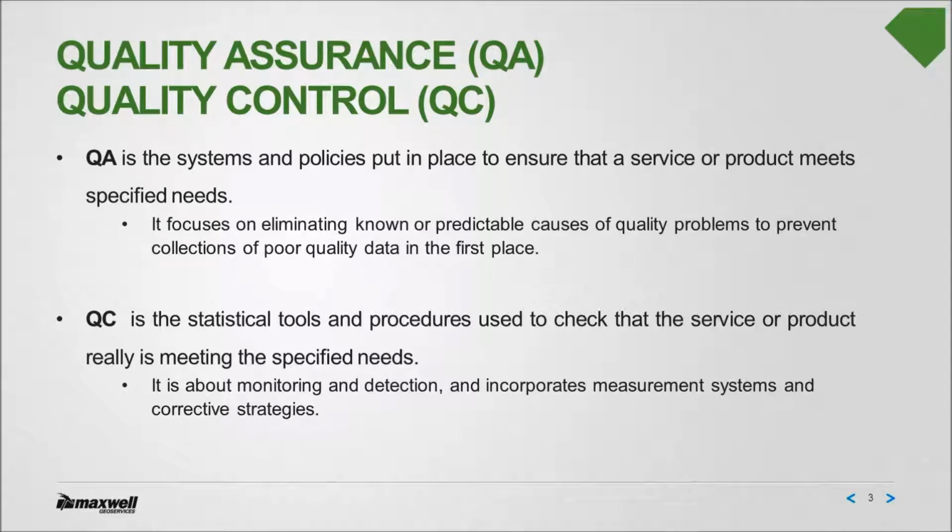Quality assurance is the systems and policies in place, and that's to ensure the service or product meets specific needs. It focuses mainly on, in the future, how to eliminate the causes of errors, like it's helped us to prevent collection of poor data quality in the first place. QC is the statistical tools that are in place. These are used to check the services or products are really meeting the specific needs. So it's about monitoring and detecting incorrect measurement systems and corrective strategies, to minimize future repetition or continuation of detectable problems with quality.